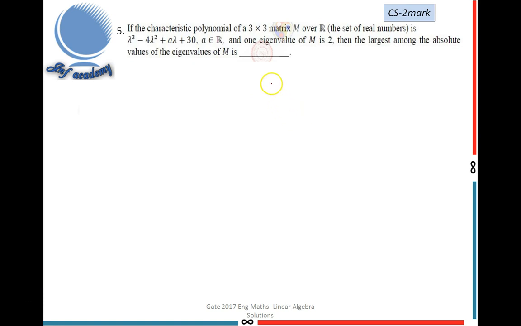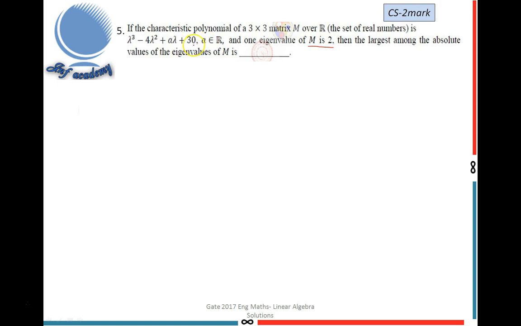Now let's move on to the fifth problem. If the characteristic polynomial of a 3 by 3 matrix M over R is lambda cube minus 4 lambda square plus A lambda plus 30, and one eigenvalue of M is given, that is 2, then the largest among the absolute values of the eigenvalues of M is dash. It's from the CS department. It has 2 marks.